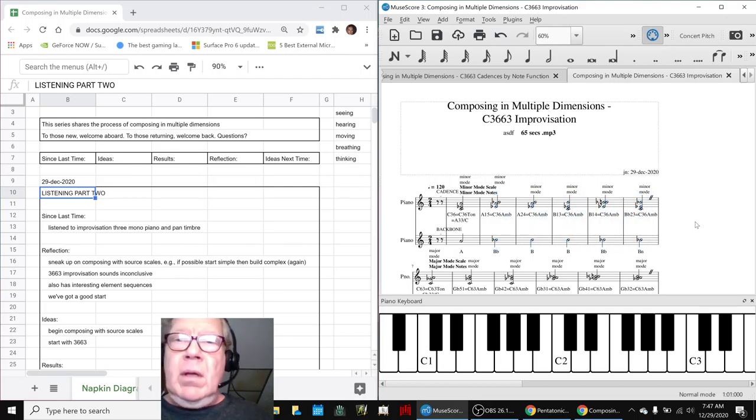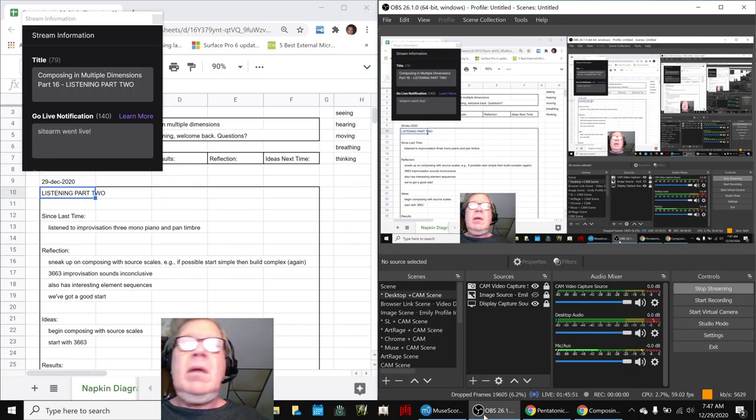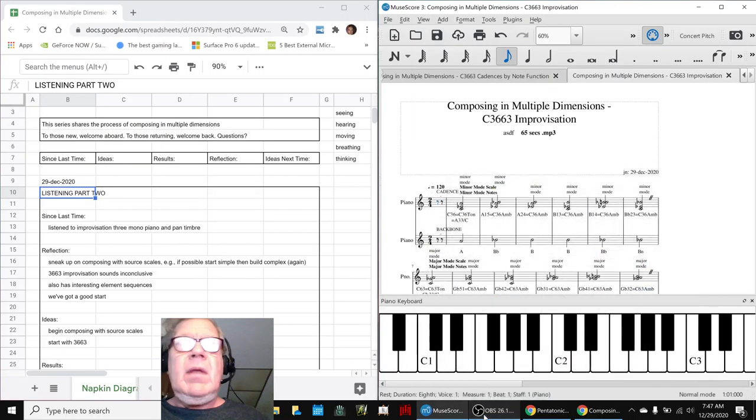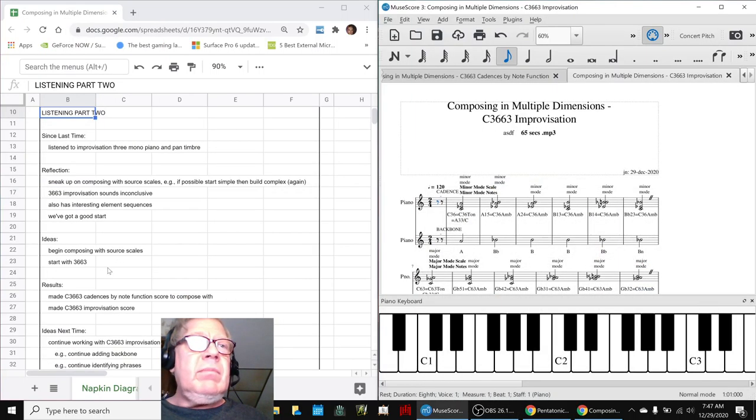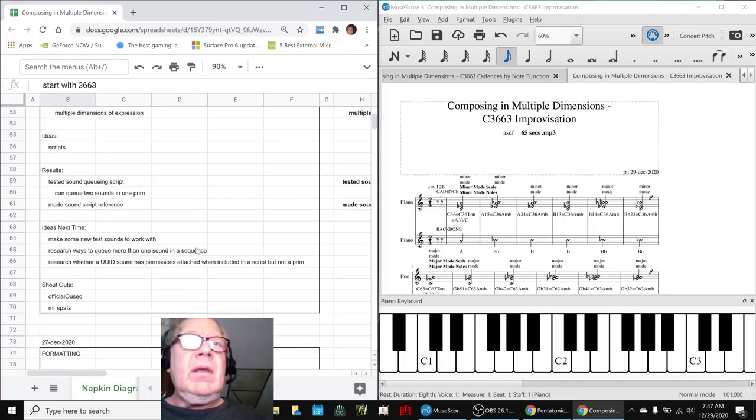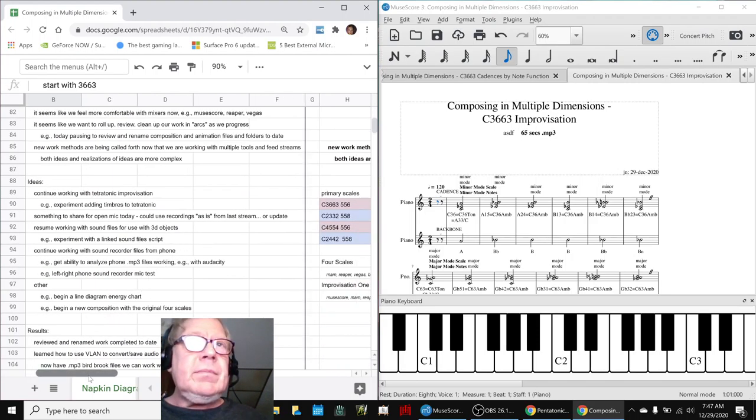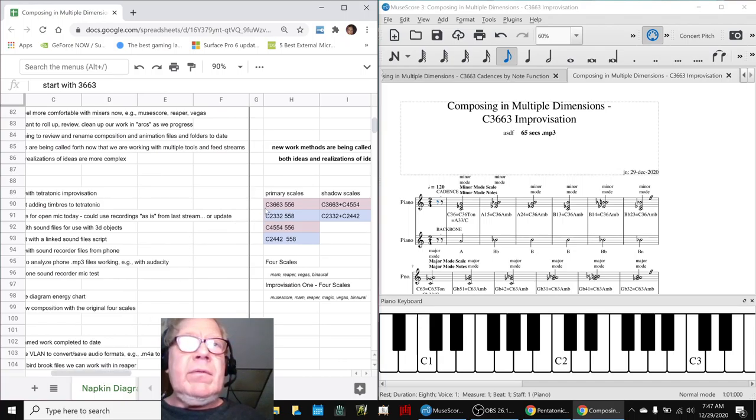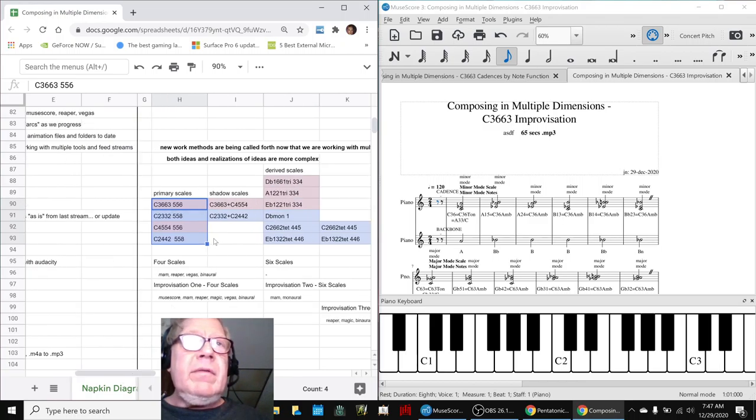Alrighty. Ladies and gentlemen, this is a recap of Composing in Multiple Dimensions, Part 16, Listening, Part 2. In today's episode, we began composing with our 3663 source scale. So, just a quick reminder. We've elected to work with four source scales here. So far, we've made two shadow scale sets, and we've composed three improvisations to date.